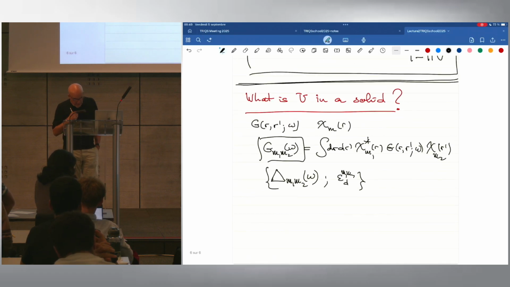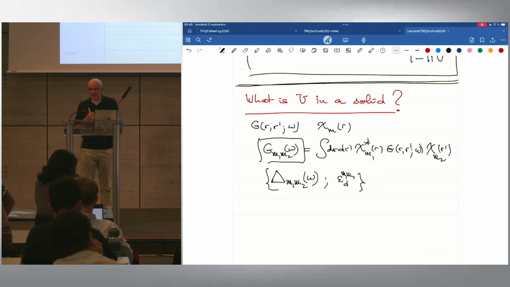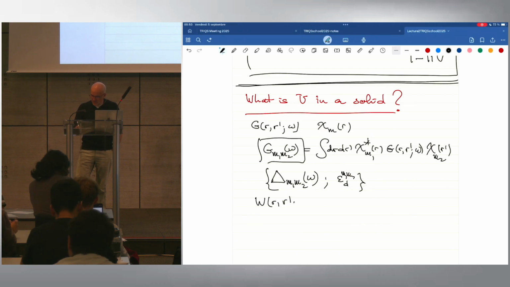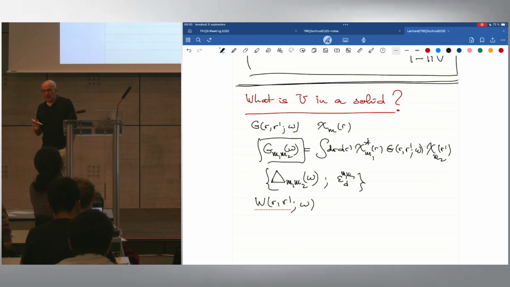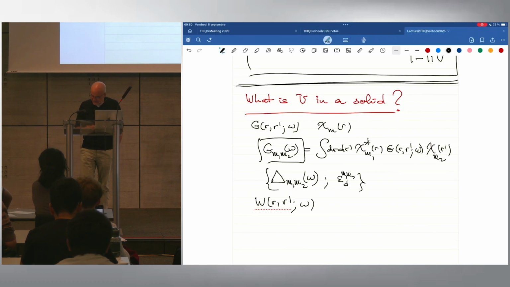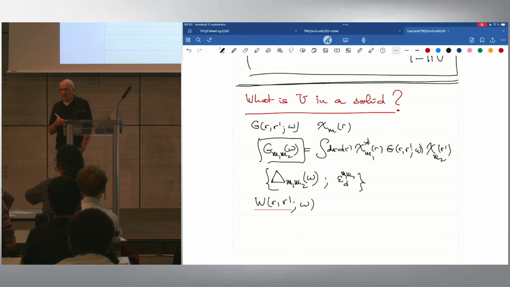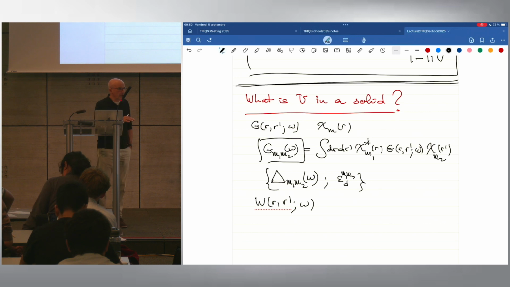But now, let me imagine that the same omniscient person not only gives me G of R, R' and omega, but also gives me the full screened interaction in the solid, W of R, R' and omega. Then I can do the same job. I can project W of R, R' and omega onto my correlated subspace. So Chanan, in his lecture, I'm sure is going to explain a bit more how we go from a one-particle set of orbitals to a proper representation of two-particle objects.